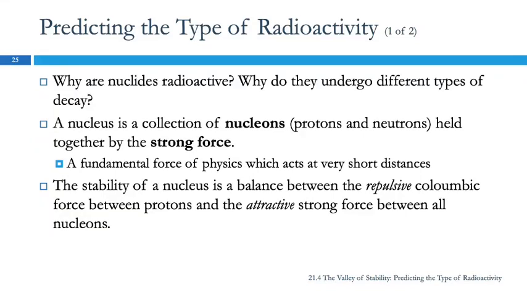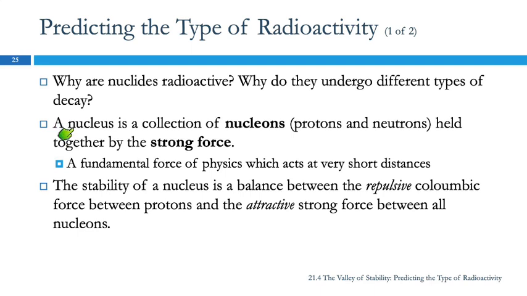We've been learning about different types of radioactivity. Big question, why are some nuclides radioactive? Some atoms are stable and others are not. And then why do they undergo the different types of decay that they do?